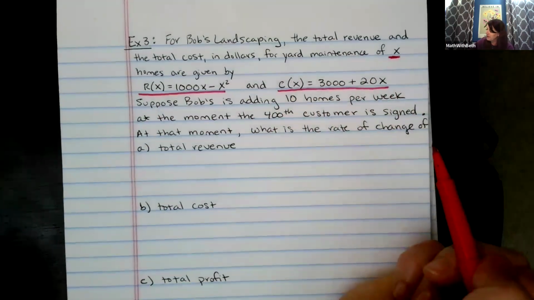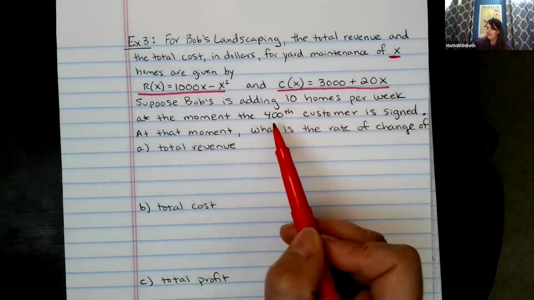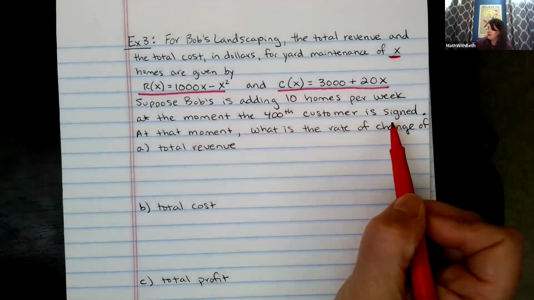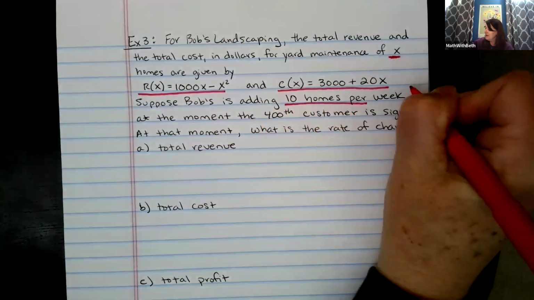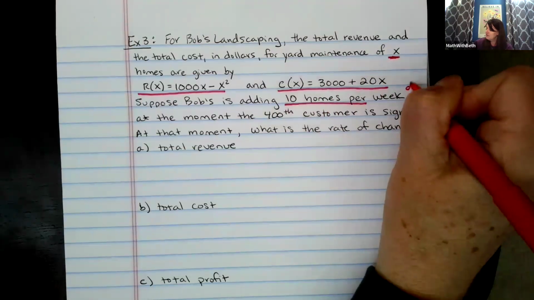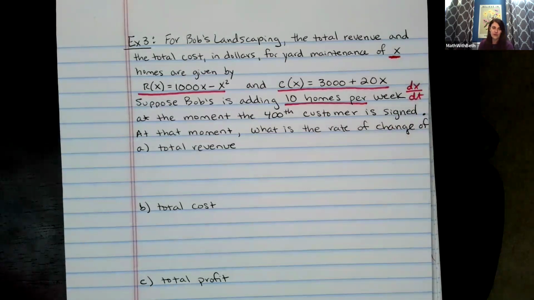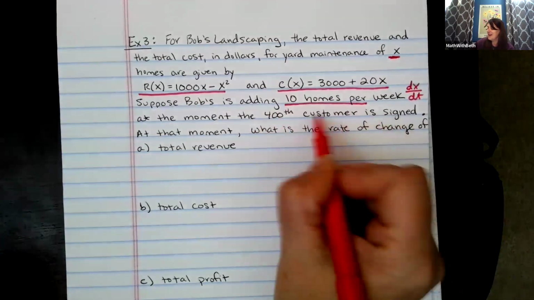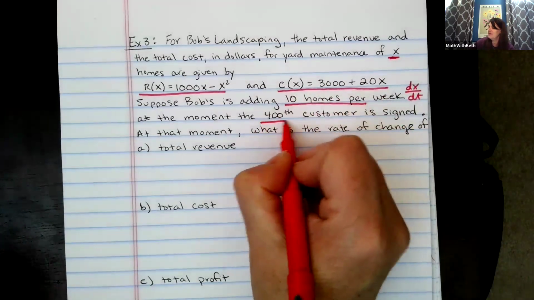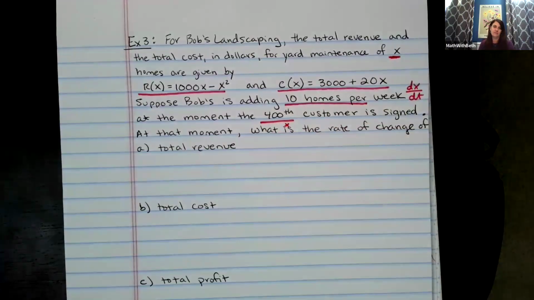So what do they want us to find? Suppose Bob's is adding 10 homes per week at the moment the 400th customer is signed. So it's adding 10 homes per week. So this is a rate, and it's the rate that has to do with the homes, which is X. So that is going to be our dx dt once we get it. And the fact that it's the moment the 400th customer is signed, even though they say customer, that's the same thing as thinking about 400 homes. So that is really our X, right?